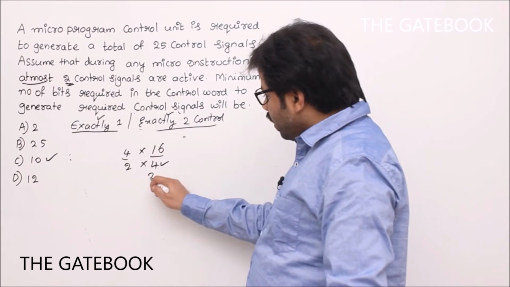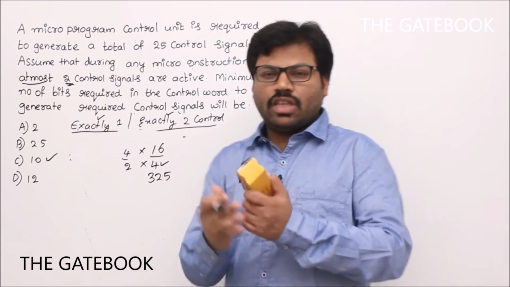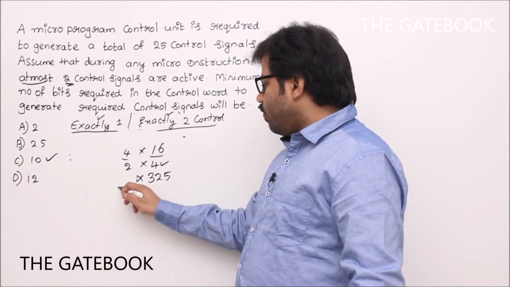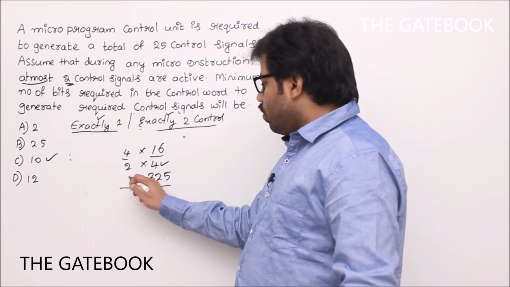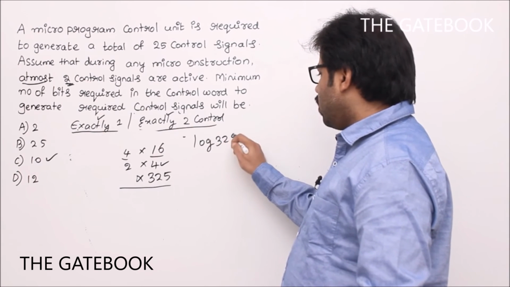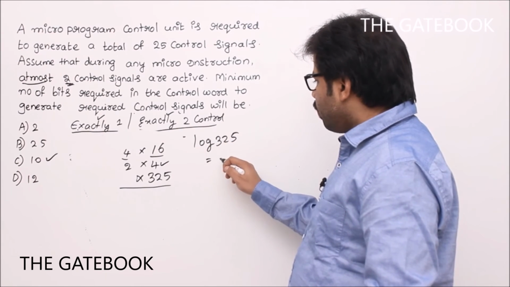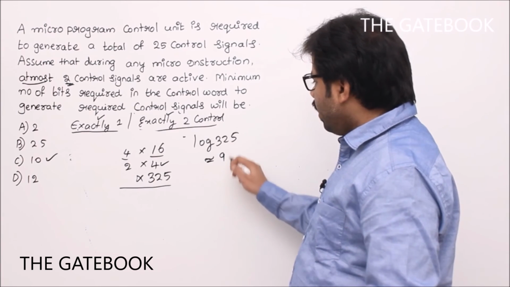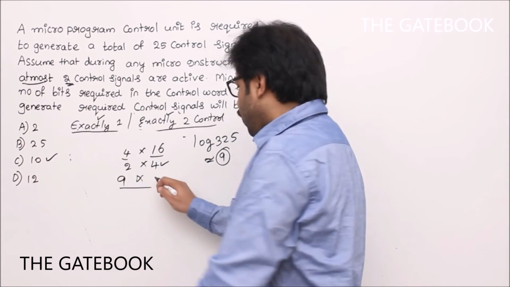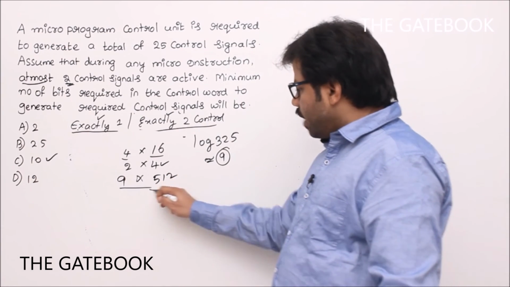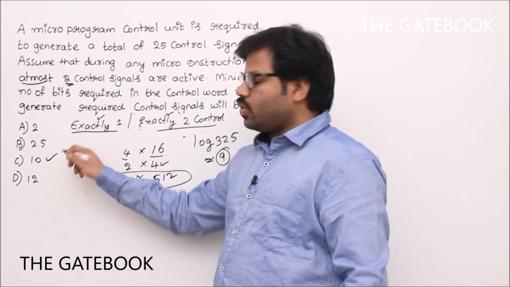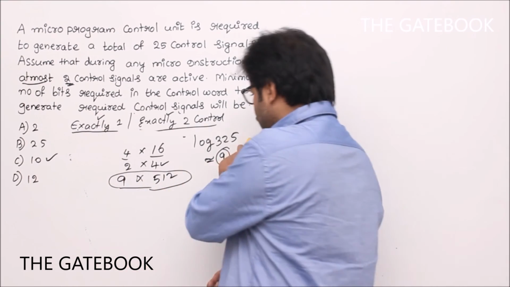So if you want to generate 325 outputs, that means 325 different patterns, then exactly what kind of decoder do you require? It will definitely be log 325. Remember the formula. So log 325 is approximately 9, right? So 9 bits are required. We can build a 9 by 512 decoder, which can be used for generating 325 patterns. So that's why the answer is actually 9, okay, but there is no 9 in the options, right?